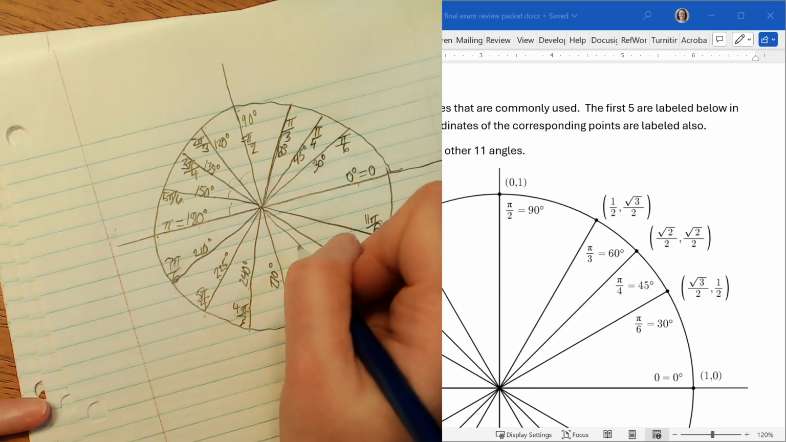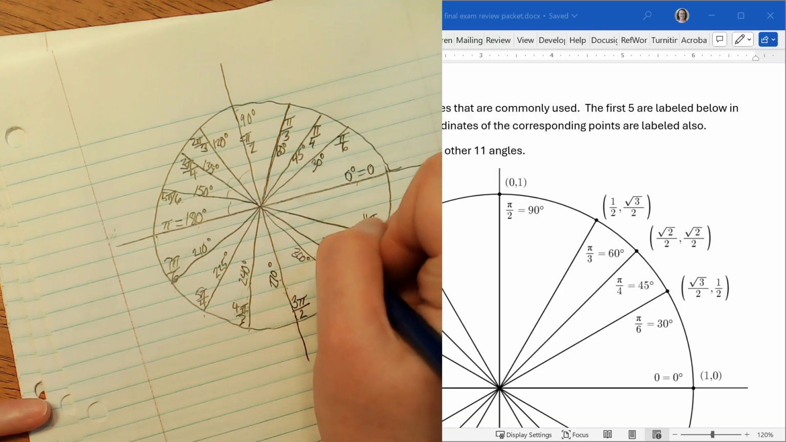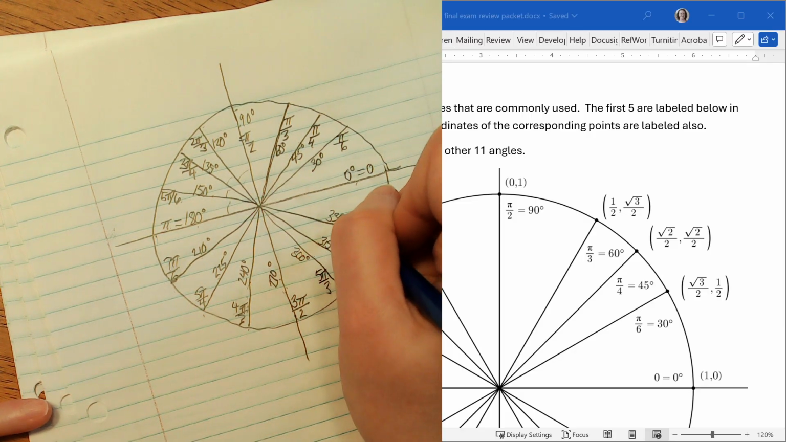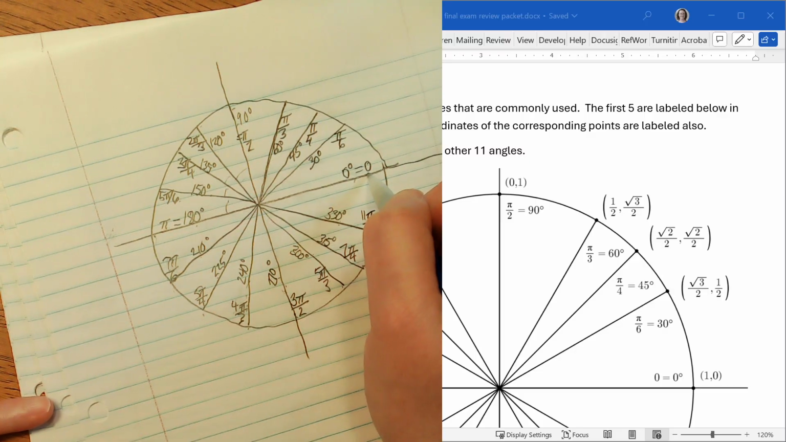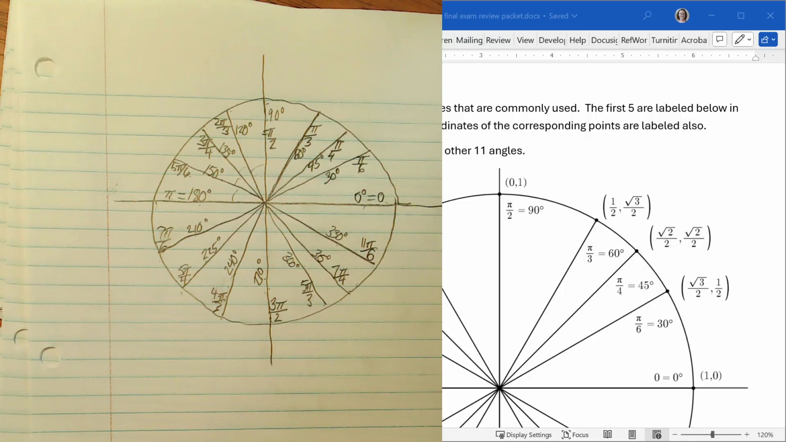270 plus 30 is 300. 300 plus 15 is 315. 315 plus 15 is 330. And then 330 plus 30 is 360, which is back where I started. Okay, so I've done all the angles.